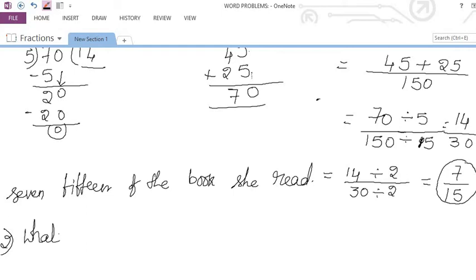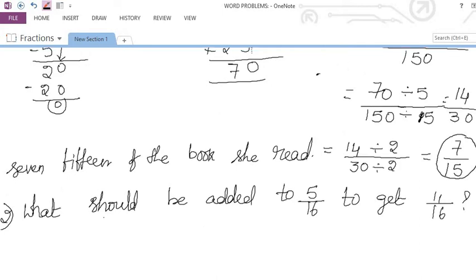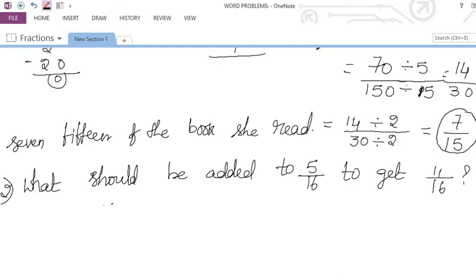It is very simple. What should be added to 5 by 16 to get 11 by 16? See, simple thing they are asking. I'll show you in the form of an equation, like, for 5 by 16 I should add something, I get 11 by 16.